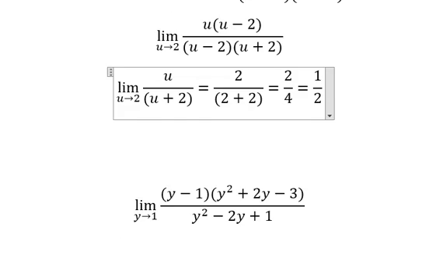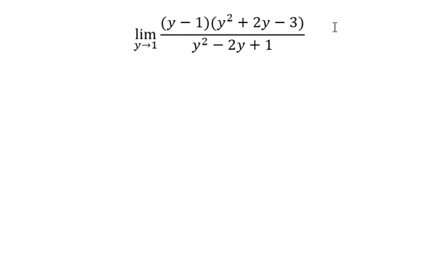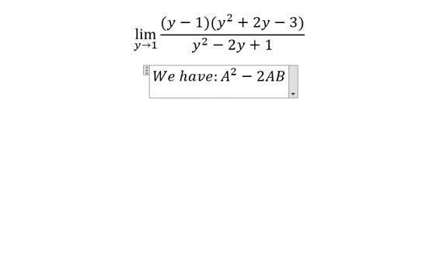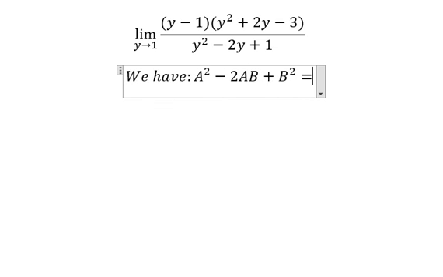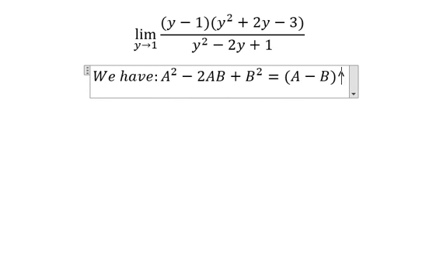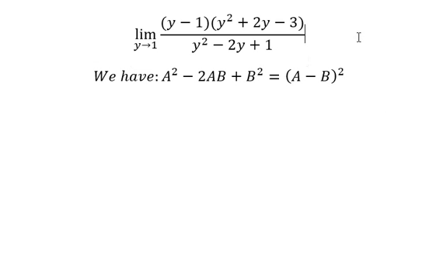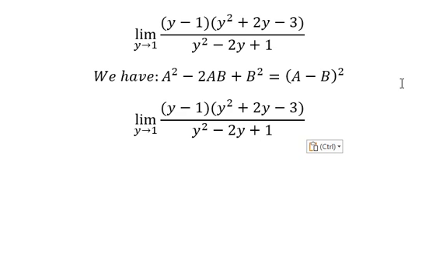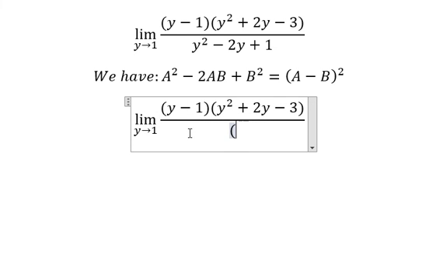Next, we have the formula in here. That is a square minus 2ab plus b square equals to a minus b, everything to the power of 2. So we apply this formula in here, and we have y minus 1 to the power of number 2.